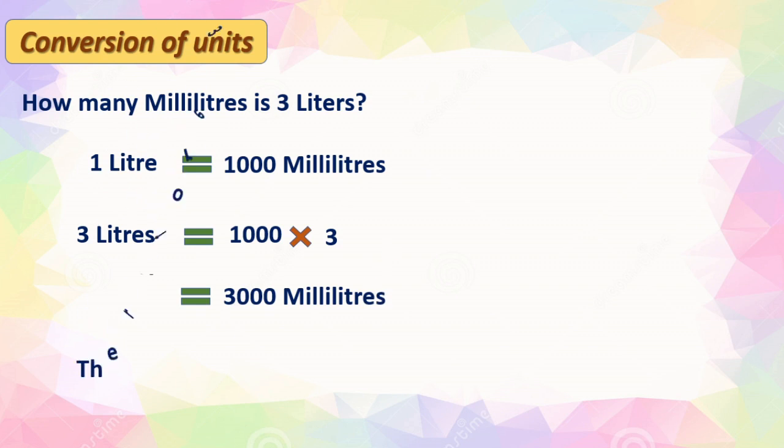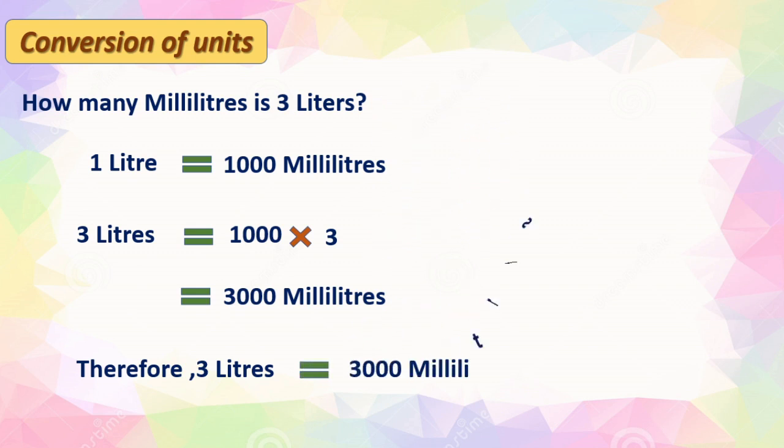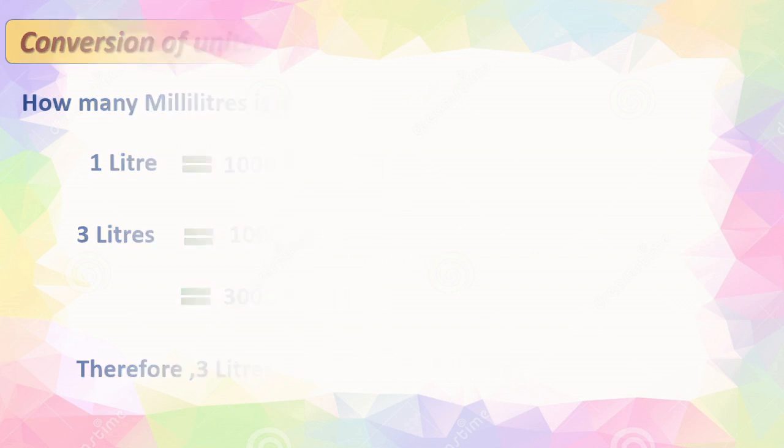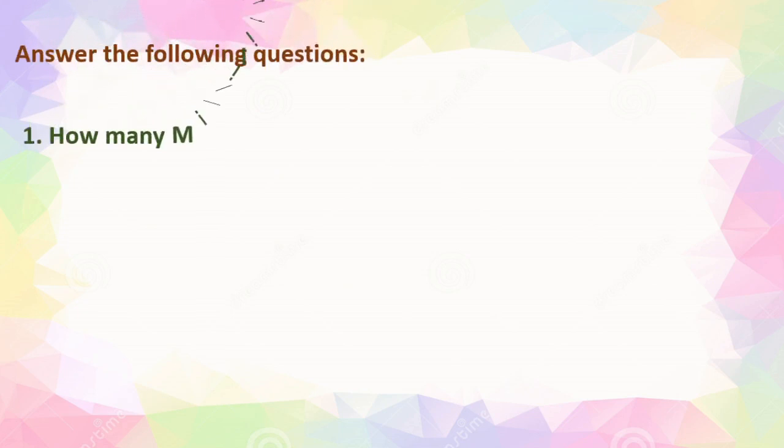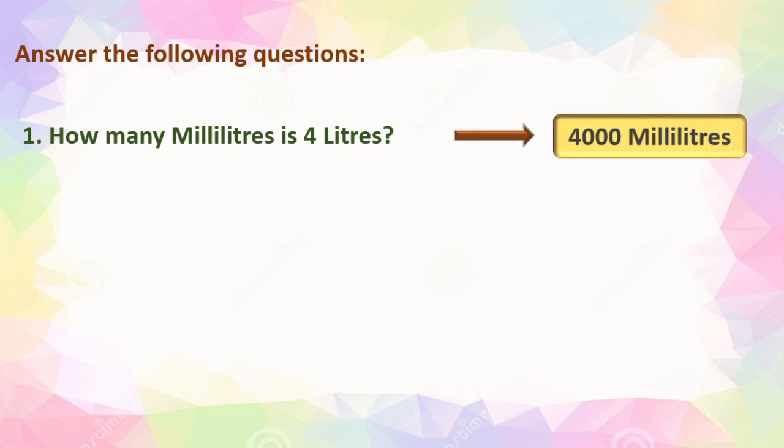Yes, now we will write the answer like this. Therefore 3 liters is equal to 3000 milliliters. Simple, right? Here, answer the following questions. How many milliliters is 4 liters? Very simple. Same, we have to convert from liters to milliliters. And we know 1 liter is equal to 1000 milliliter. Therefore, 4 liters is equal to 1000 into 4, that is nothing but 4000 milliliters.